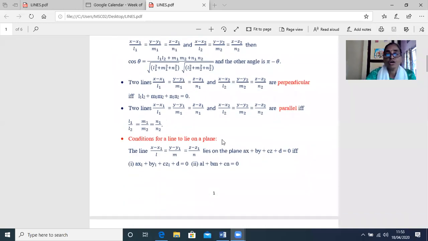Now, these 2 lines are parallel if the ratio of their DCs are equal. That is, l1 by l2 is equal to m1 by m2 is equal to n1 by n2.